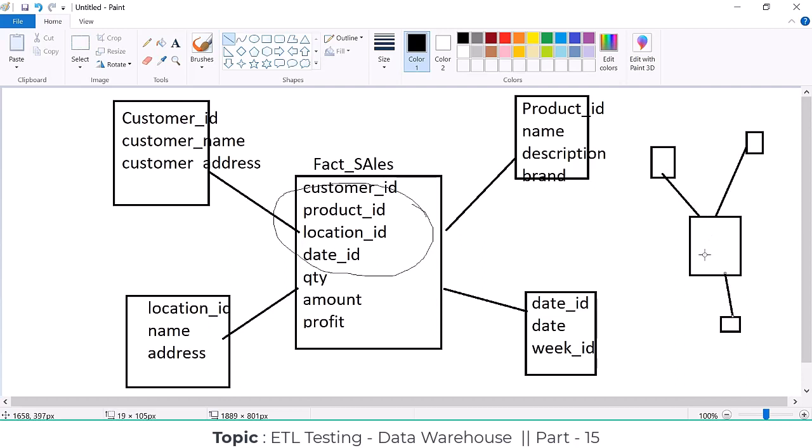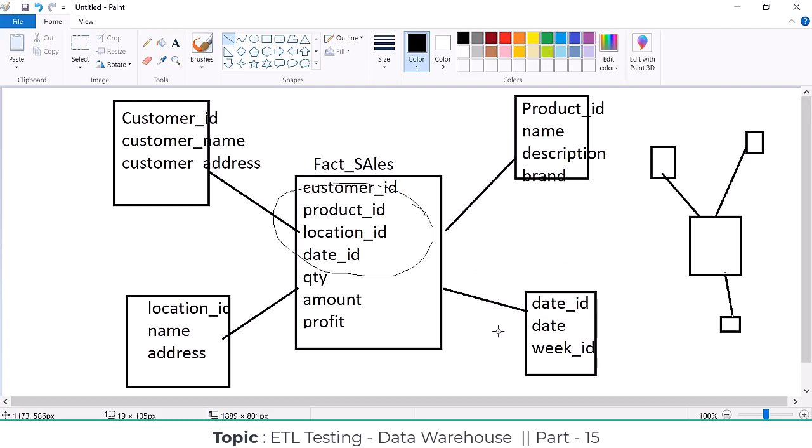Okay, this is the inventory. This is the fact sales. This is the inventory. Like that, again one more fact table. So like that, n number of fact tables are connected with n number of dimension tables. That is nothing but the complex star schema.